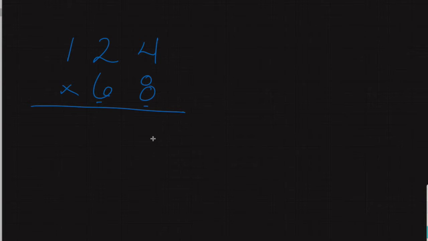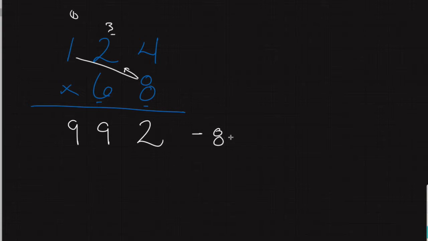Check it out. 4 times 8 is 32. I'm going to carry the 3. 8 times 2 is 16, plus this 3 is 19. Carry the 1. And 8 times 1 is 8, plus this 1 is 9. 992. Now, remember, that is just my 8 times 124. I need to go back and get my 60. Right, the 60 times.